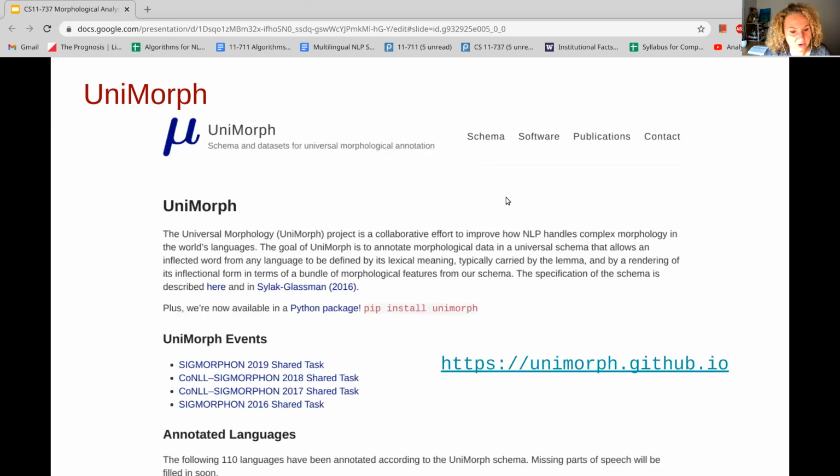Where do the training corpora usually come from in this paper and other papers on morphological analysis? The most common resource to work with is UniMorph. It annotates hundreds of languages using a unified schema. It currently includes annotations for 110 languages. And I put the link in the slide.